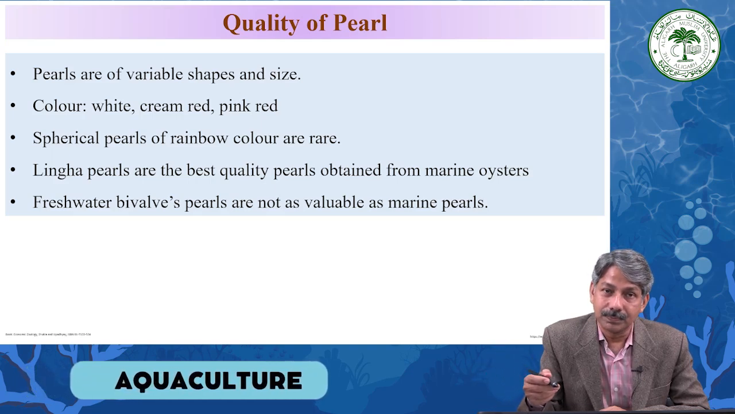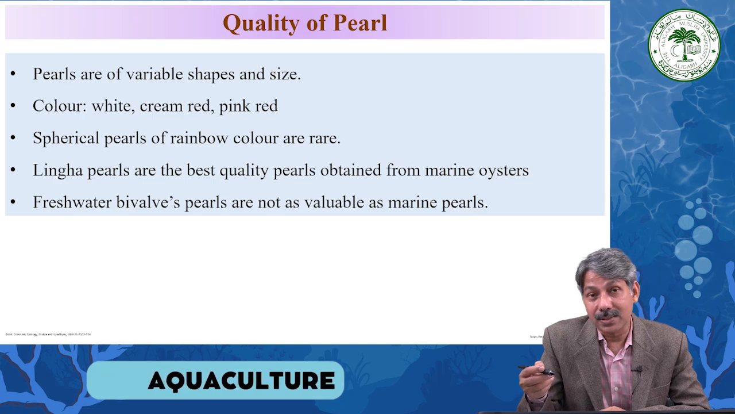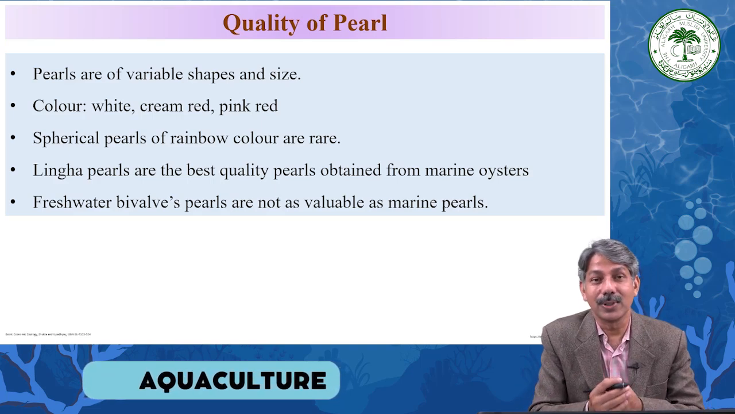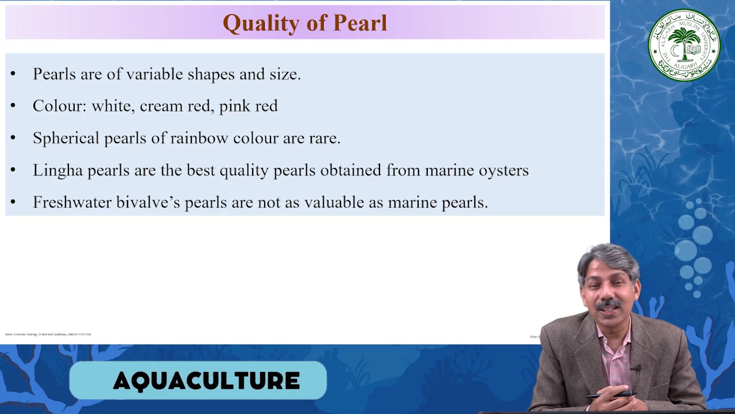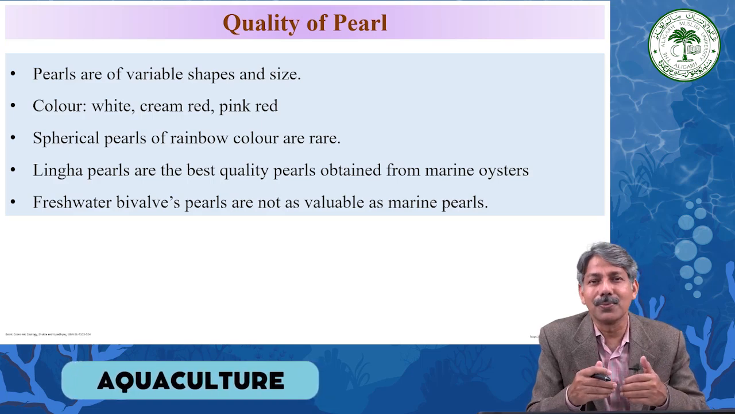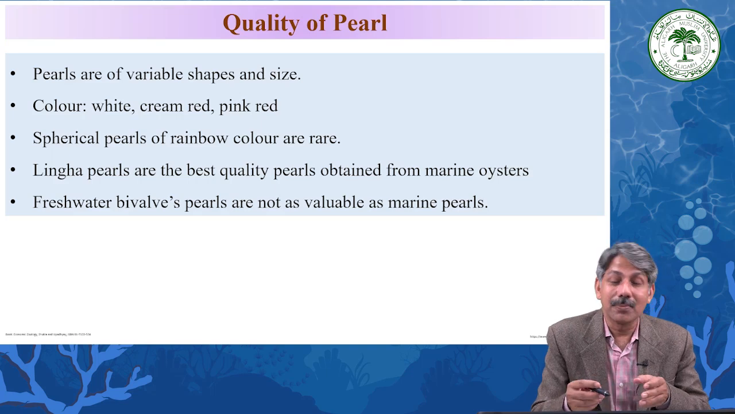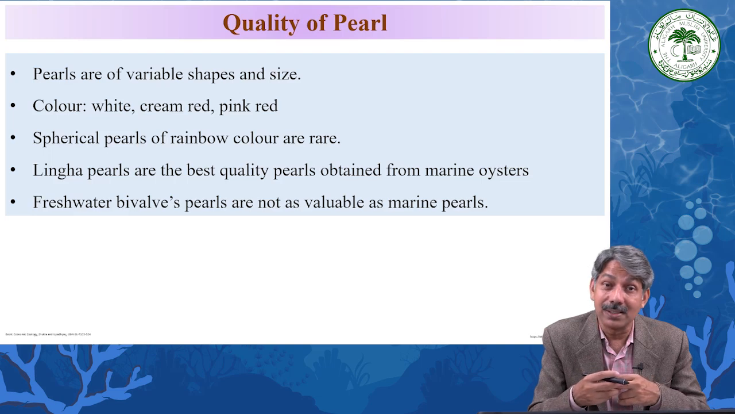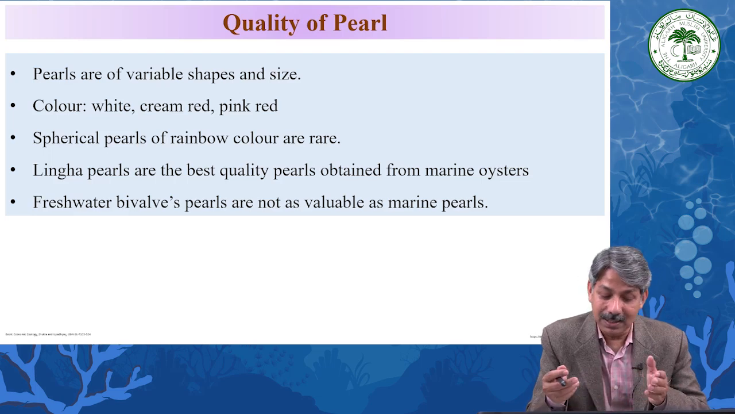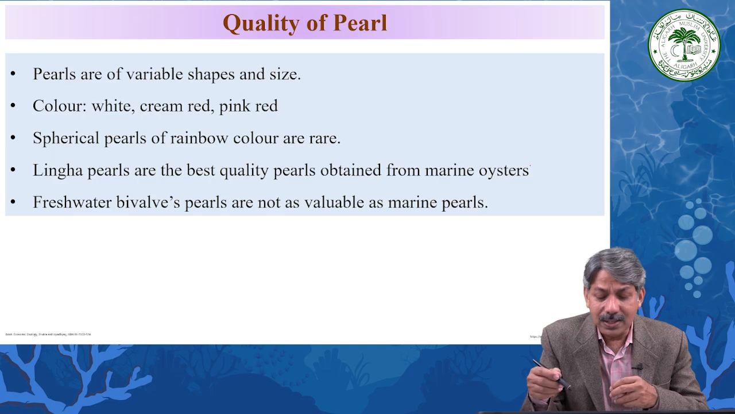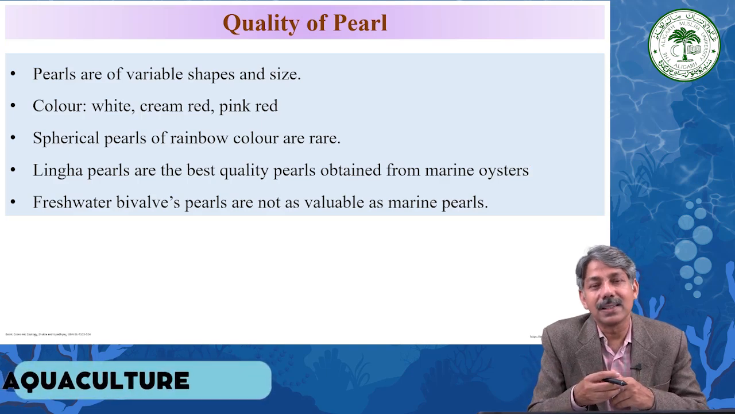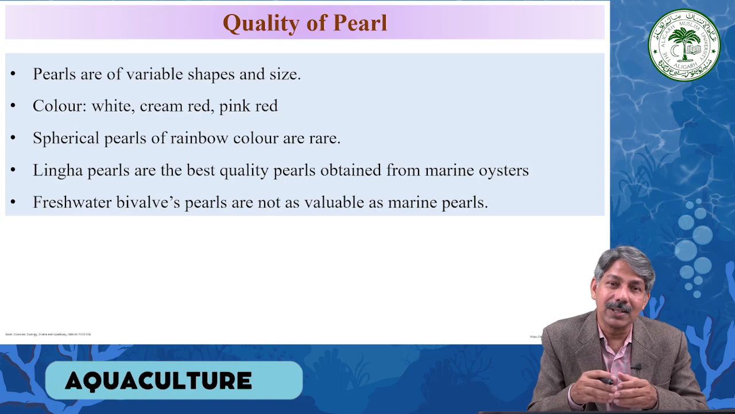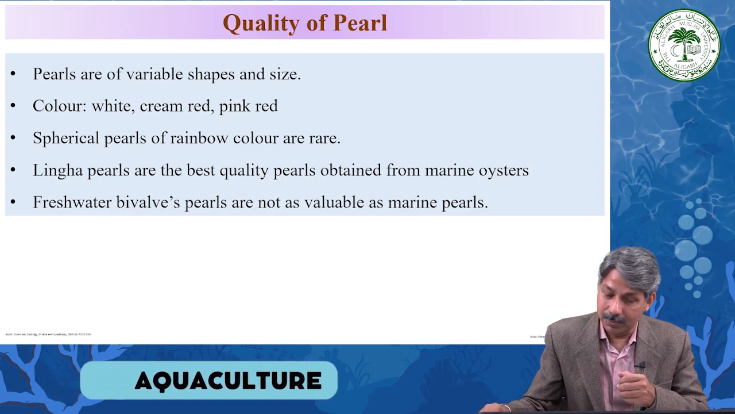Now the quality of the pearl. Pearls are of variable shapes and sizes, and we all know that if you go into the market looking for pearl, you will see prices ranging from very low to very high. Colors: white, cream, red, pink, a lot of colors are now available, even black pearl, which is very costly. Spherical pearls of rainbow color are rare. Akoya pearls are considered by many as the best quality pearls obtained from marine oysters, and usually freshwater pearls are considered not as valuable commercially as marine water pearls.